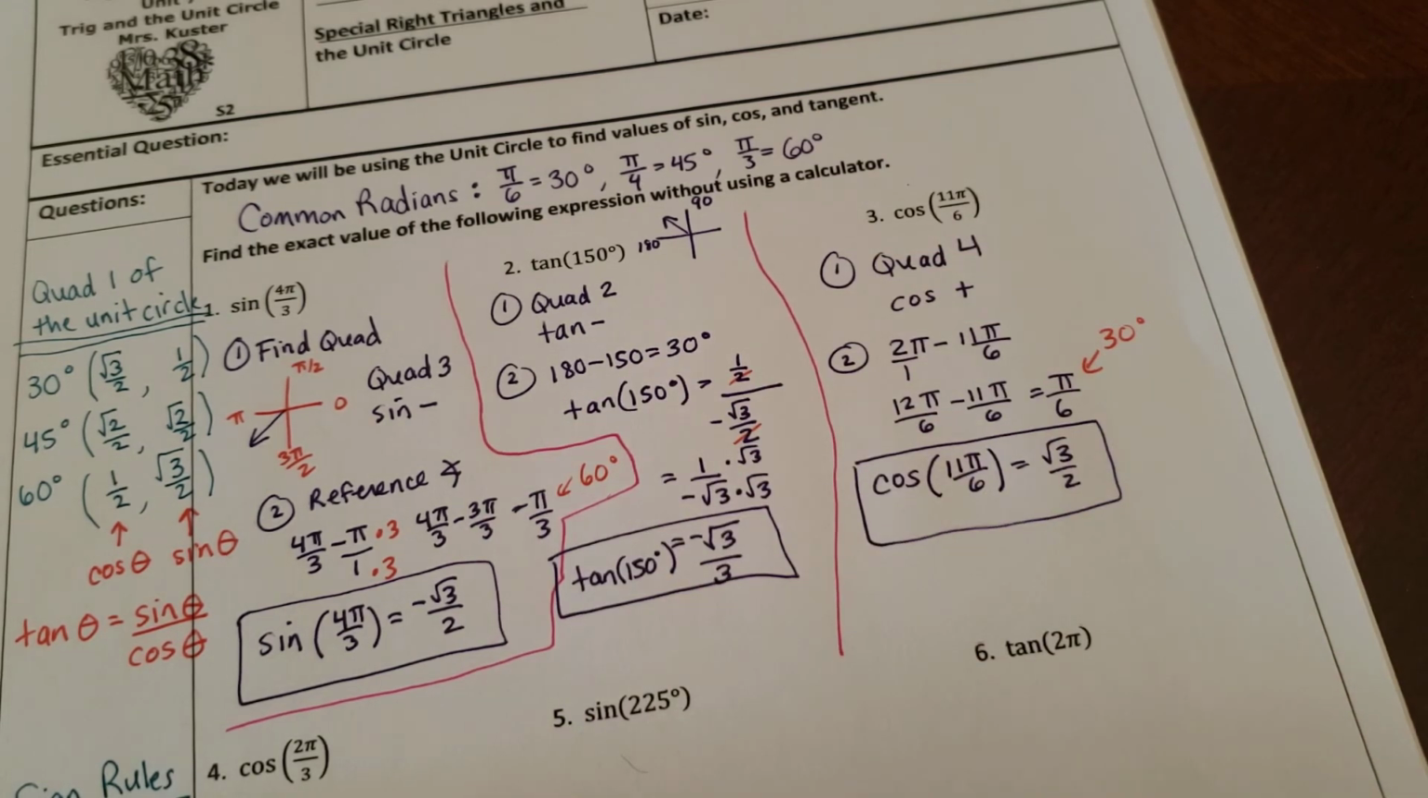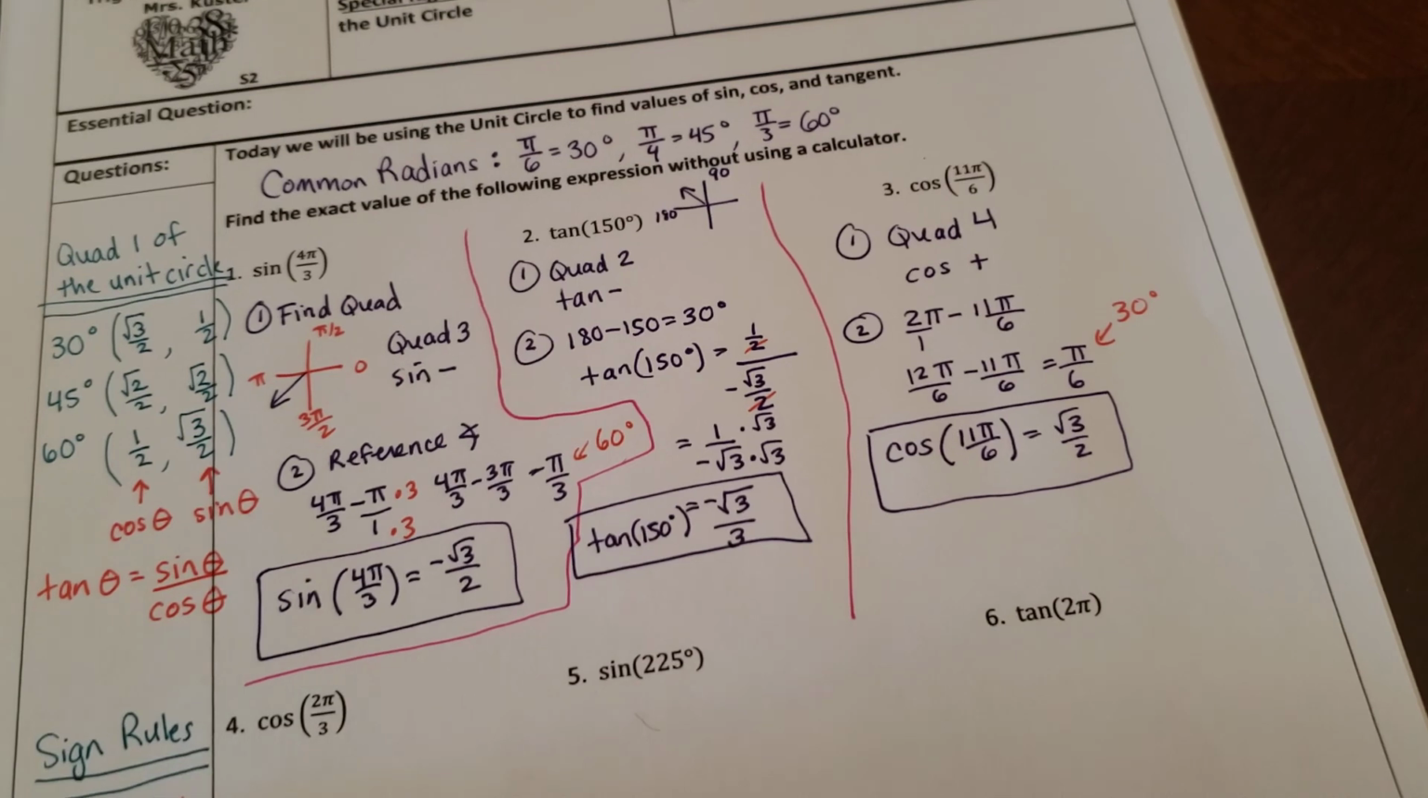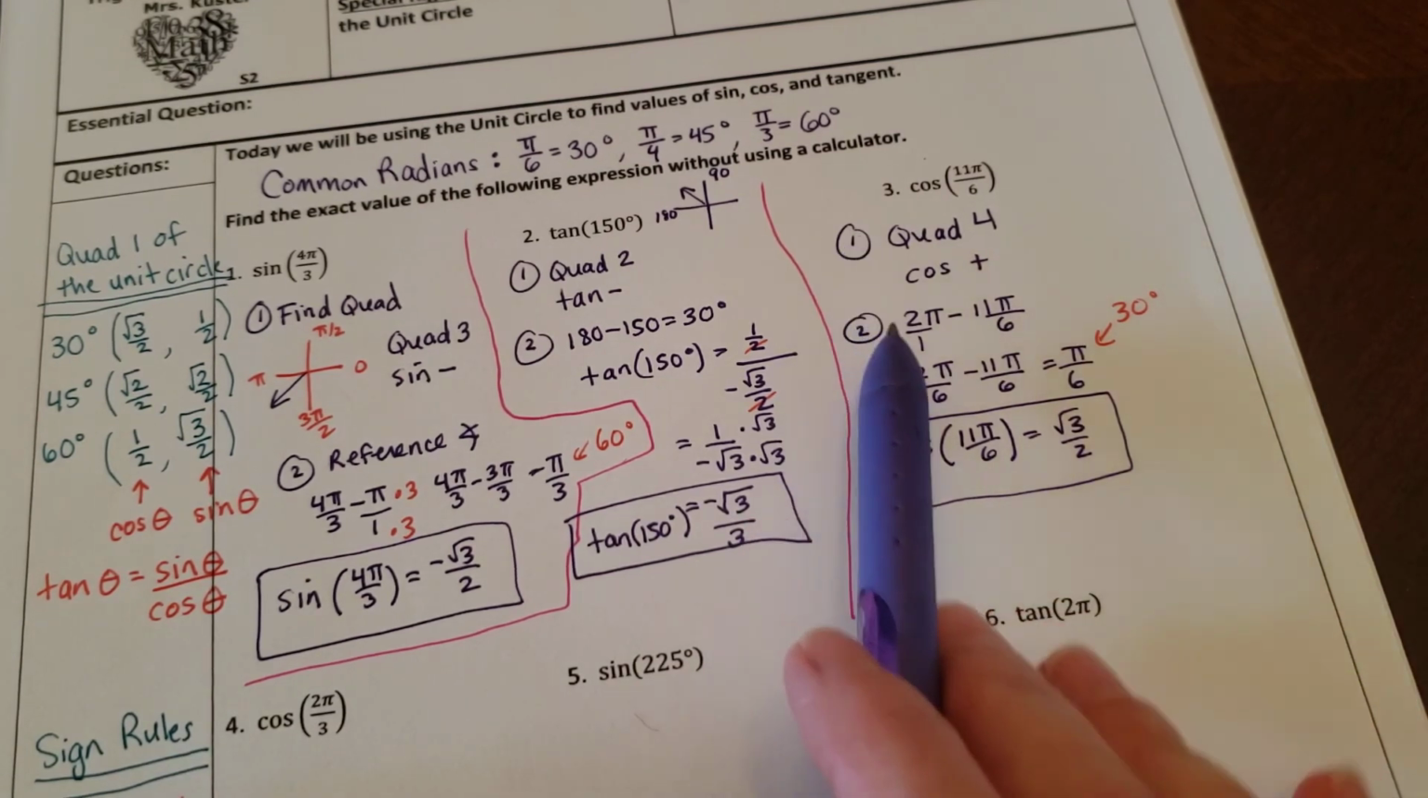Now just be careful because I know it's very easy just to glance at the unit circle, but I could give you values that are greater than 360 that are not on the unit circle, so you want to make sure that you're understanding this process.